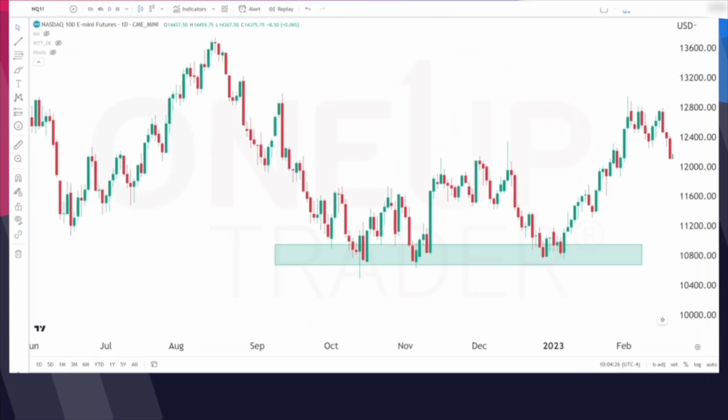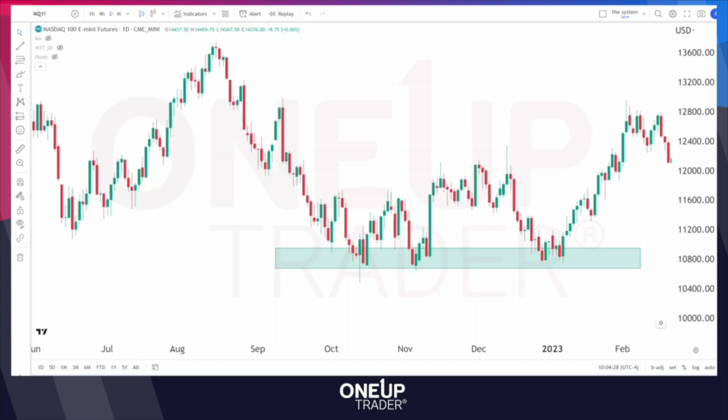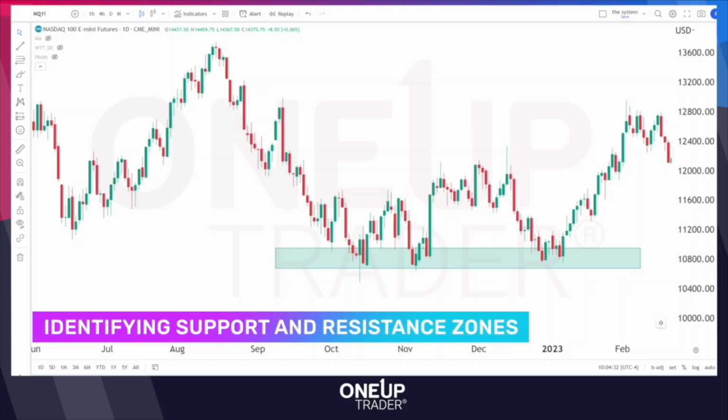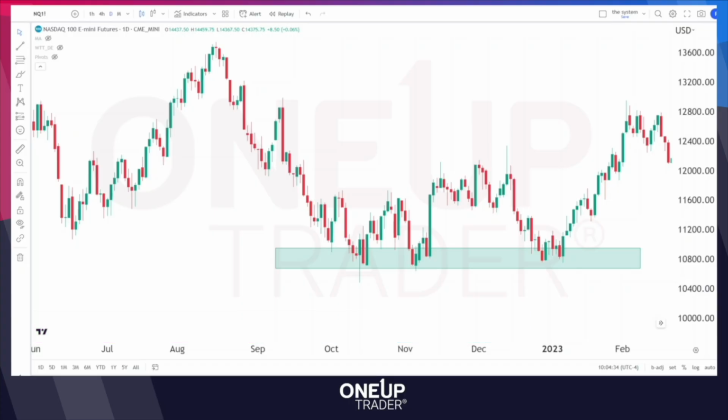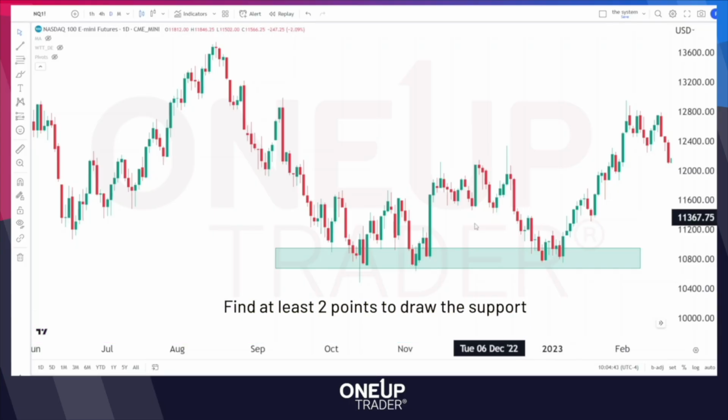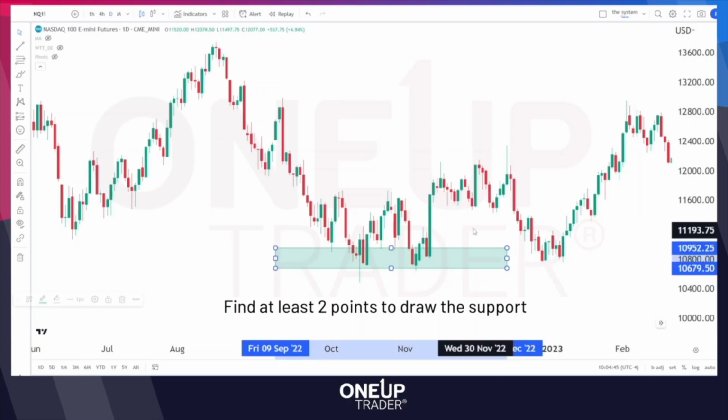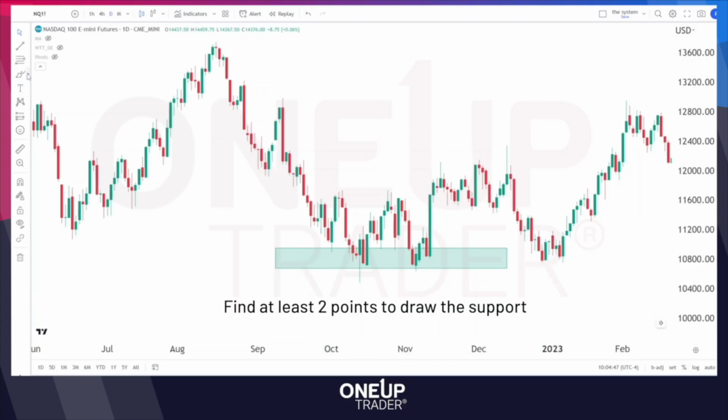When it comes to trading support and resistance, I want to first show you how you can actually identify support and resistance zones. Whenever you're looking for a support and resistance zone when you're not using an indicator, such as volume profile, you need to see at least 2 points to draw the support. When we're looking at this specific example here, we've got our first point right here.